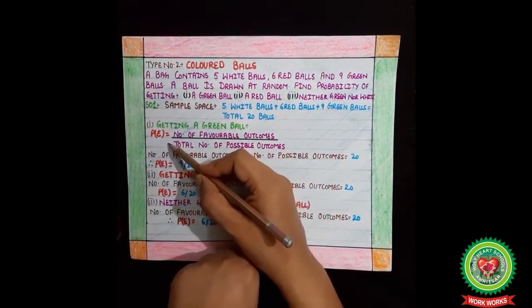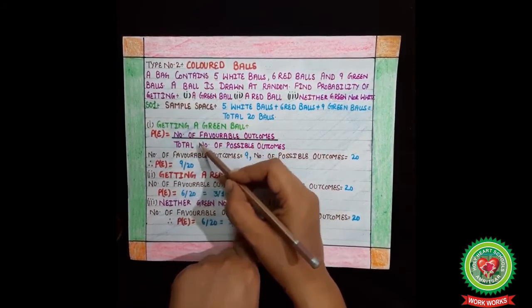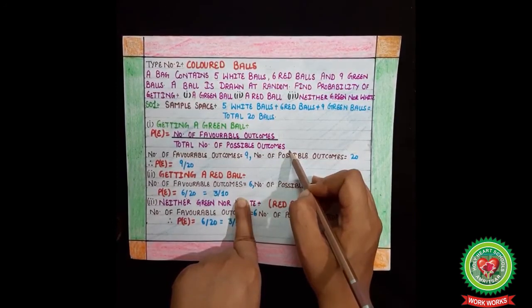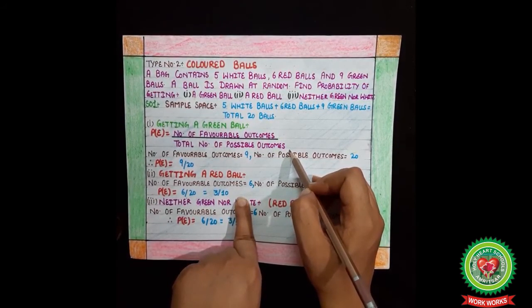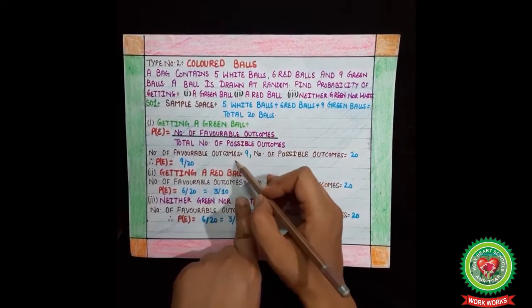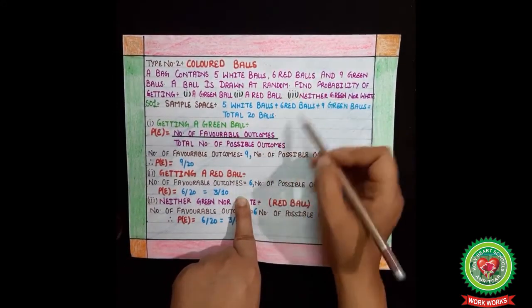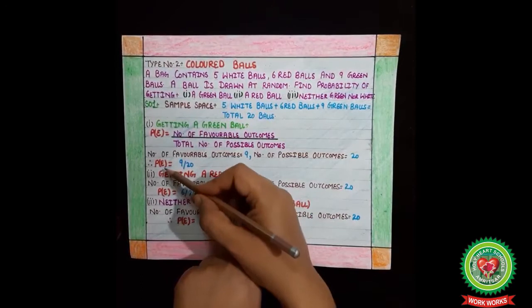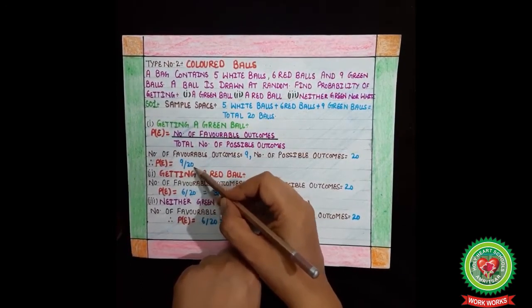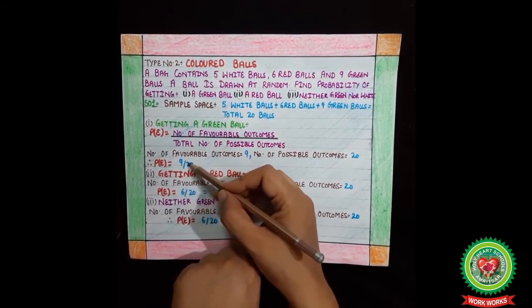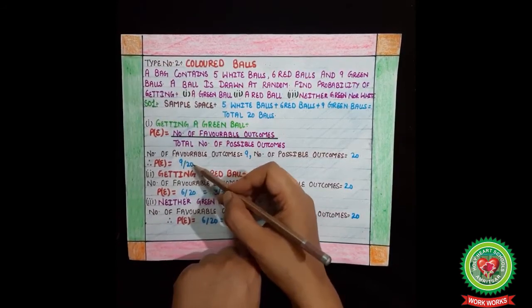Now we have to write the formula. P(E) is equal to number of favorable outcomes upon total number of possible outcomes. We have to write the formula once only, as I have told you earlier also. Now what are the favorable outcomes in case of green balls? Total green balls are 9 and number of possible outcomes, that is 20. Therefore P(E) is equal to 9 upon 20. Here students, cutting is not possible, so we can't do the cutting. Therefore answer is 9 upon 20.